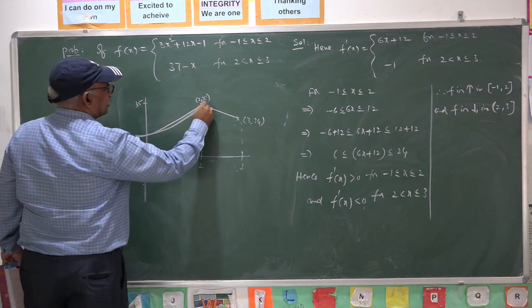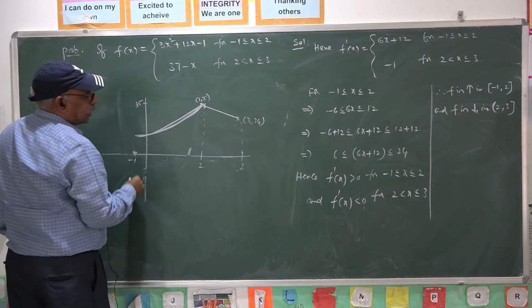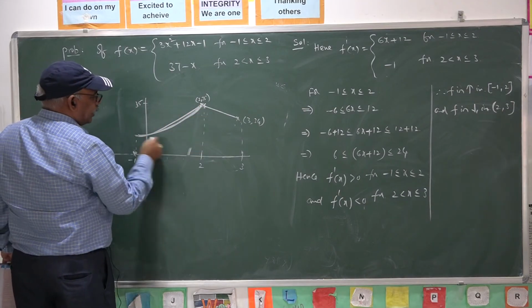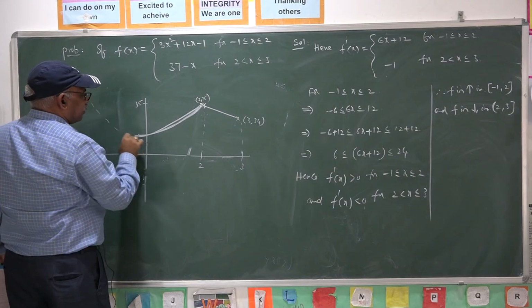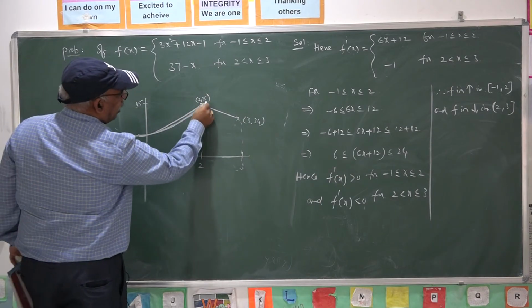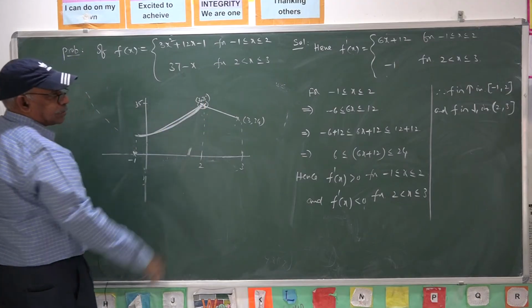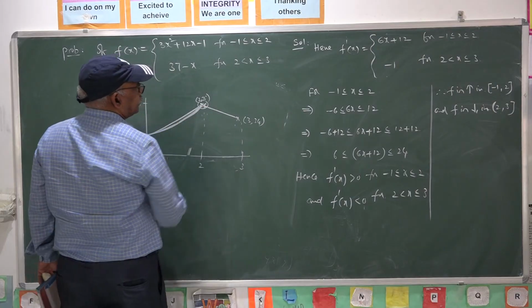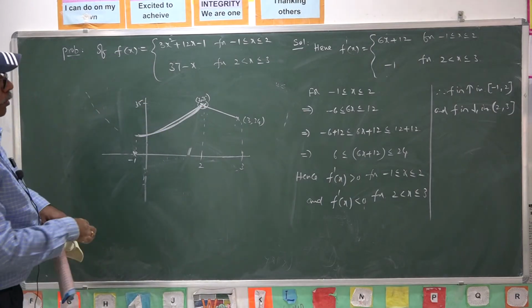So, it takes a turn like this. It is increasing between minus 1 and 2. It takes a parabola shape, and then it takes a straight line shape, which is decreasing. At this point, it changes its nature from increasing to decreasing at x equal to 2. So, that is the problem here.